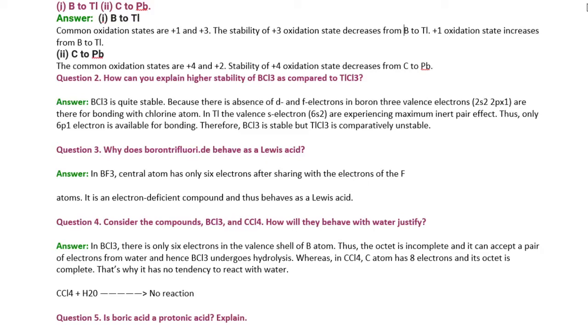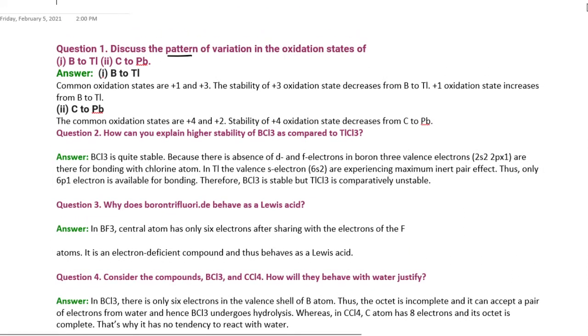So, hello everyone. Today we are going to discuss the questions of P block elements. Okay. So first question is, discuss the pattern of variation in the oxidation states from boron to aluminium.